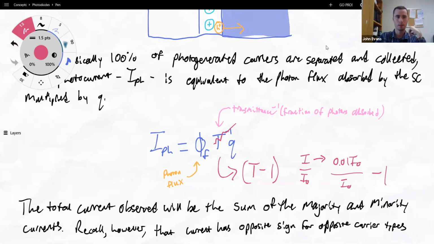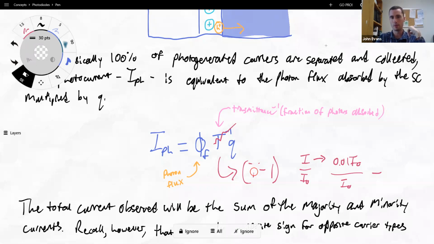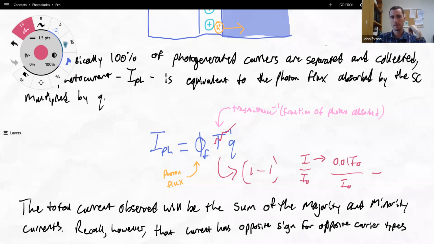Whoops, we should flip this around. It should be 1 minus T. Excuse me. 1 minus T, there we go. And we'll just put a minus there. Add 1. And then we'll get 99.99 as our fraction. All right, so if we have 100 photons incident and we can collect 99% of them, then the photon flux times what we can absorb, multiplied by Q, is what we get.